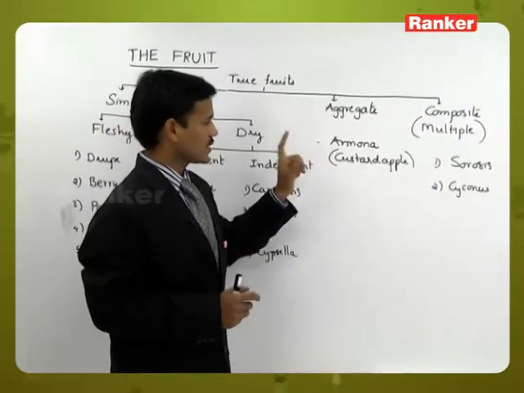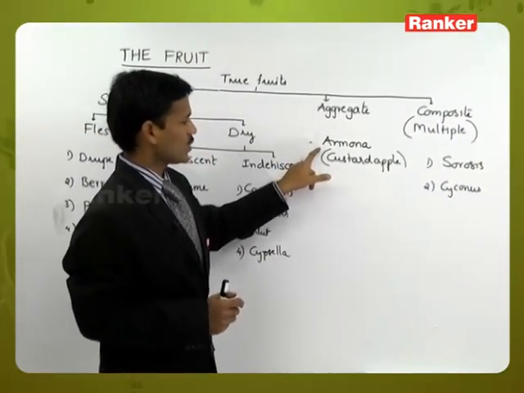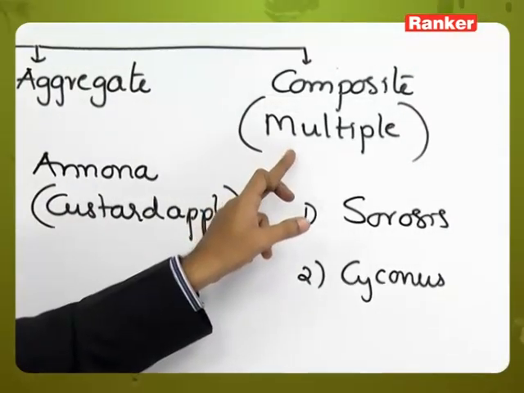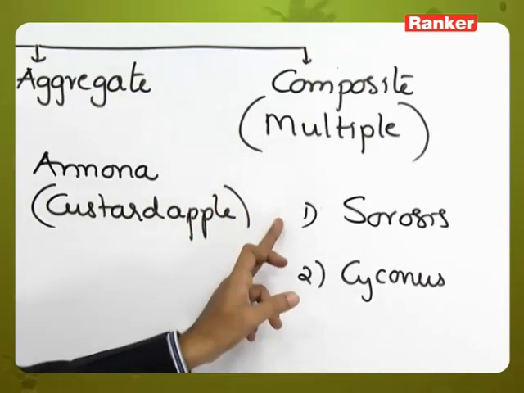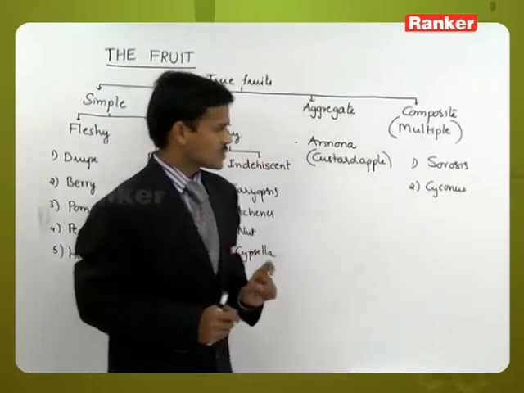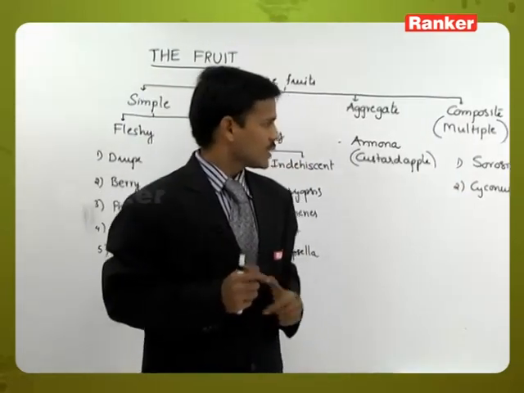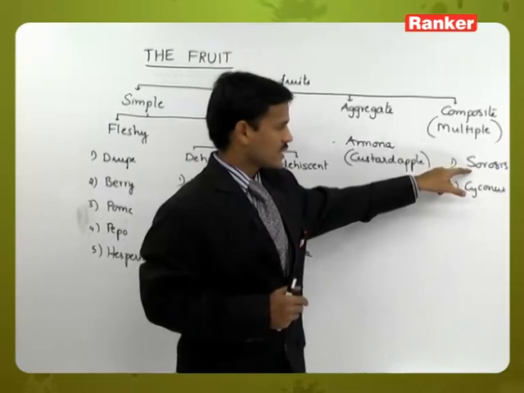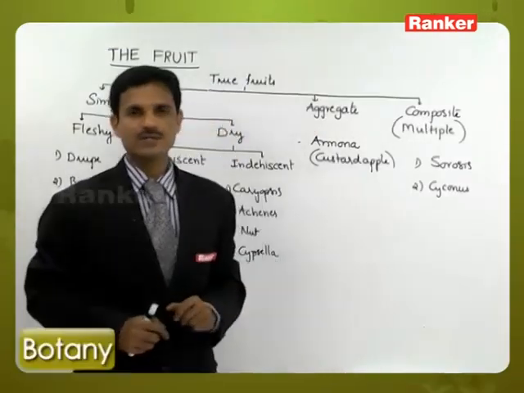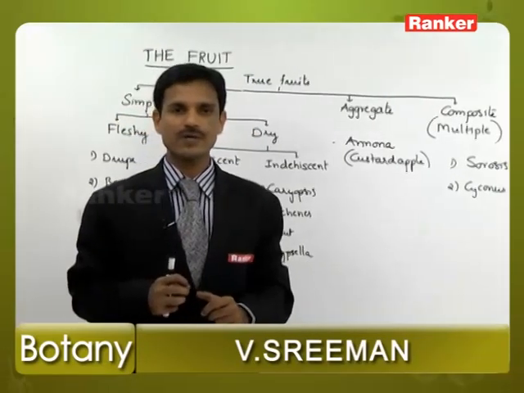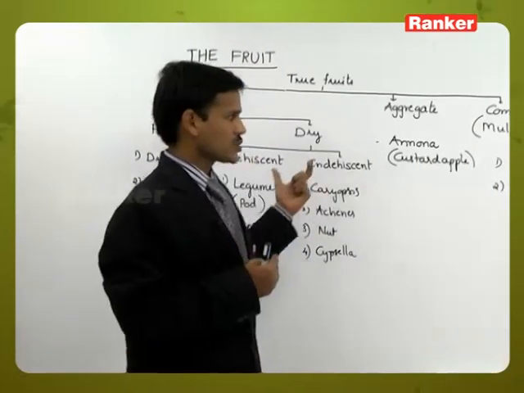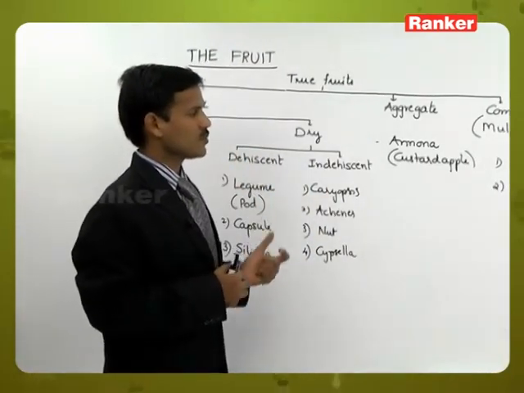Aggregate fruits. An example for aggregate fruit is Annona. Next, composite fruits. Composite fruits are also called multiple fruits. There are 2 types, Sorosis and Syconus. Examples for Sorosis, Ananas sativus, and for Syconus, ficus. So that is the classification of fruits and the total explanation and examples about the fruit.